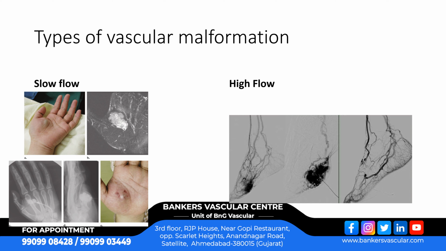But when we are talking about the high flow vascular malformation, the velocity of the blood inside these malformation blood channels is very high. So anything you inject inside a vascular malformation of the high flow variety will travel very fast. The treatment differs between these two types, and that's why it's very important to differentiate between slow flow and high flow.